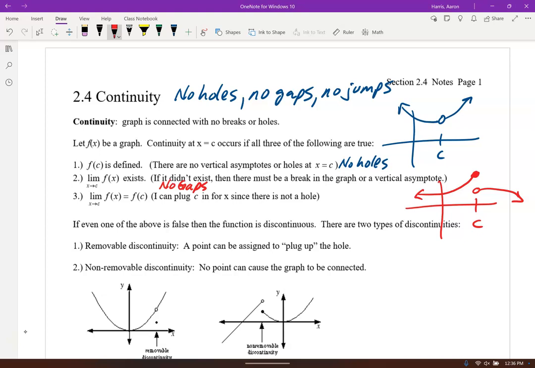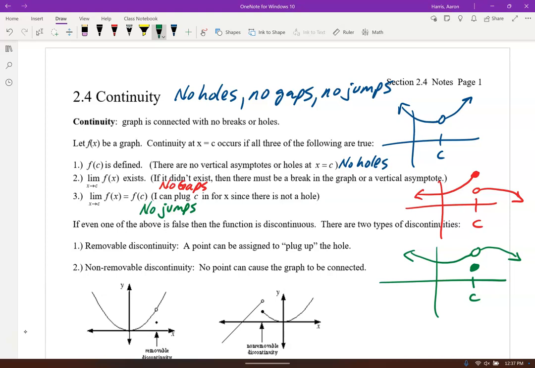Number two, the limit as x approaches c of f of x has to exist, so you can't have a gap. And not only do those two have to be achieved, but number three, the limit as x goes to c of the function must equal f of c. So in other words, no jumps either. Like this would be an example of that. Can't have that going on. That would not be continuous either. We know the limit exists, but again, the limit has to equal the actual functional value.